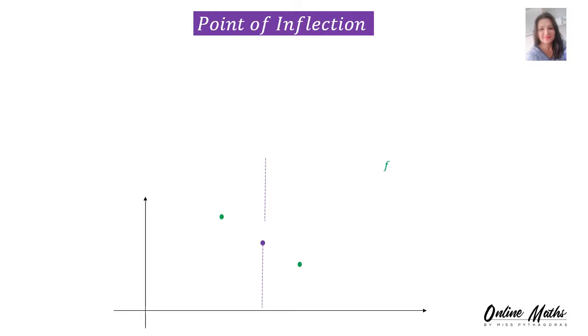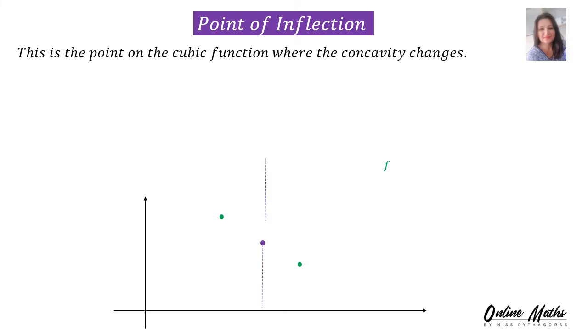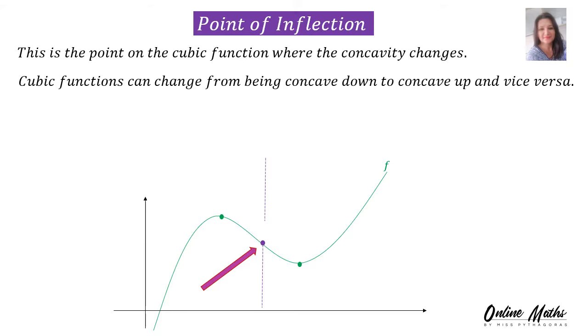Now there's something else I want to discuss with you, and that is called the point of inflection. Now this is the point on the cubic function where the concavity changes. So when I give you the function, that point over there, the purple point, that is the point of inflection, the point where the concavity changes. The cubic function can change from being concave down to concave up and vice versa.